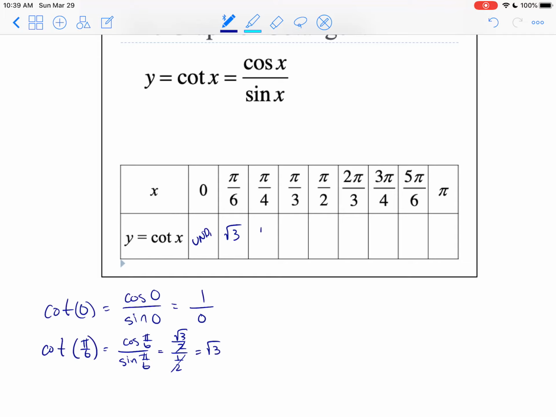And then at pi over 4, it's equal to 1. And then at pi over 3, because that's where sine and cosine are the same, we're basically switching these values, and so that's when I end up with my root 3 over 3. And then at pi over 2, we're switching these values, which gives me 0. And then I go negative to root 3 over 3, negative 1, and negative root 3, and then this is undefined again. Okay, so these are our values for cotangent of x.